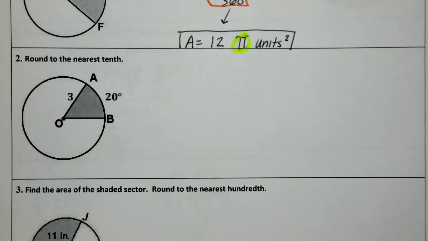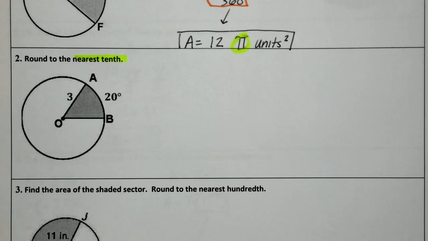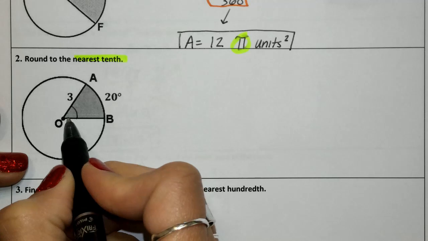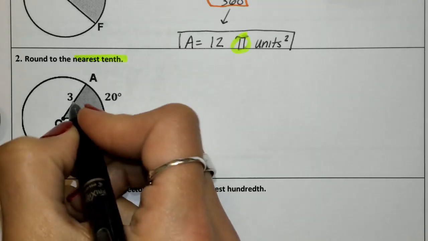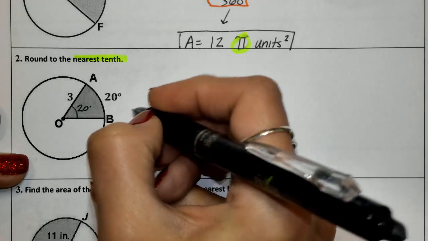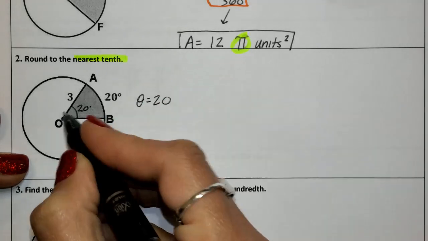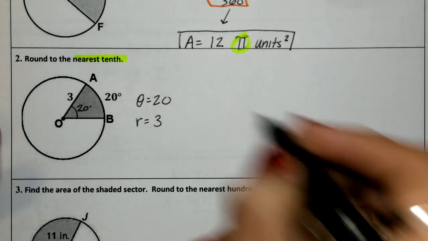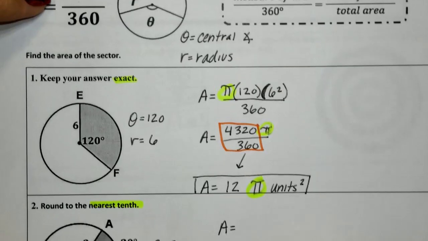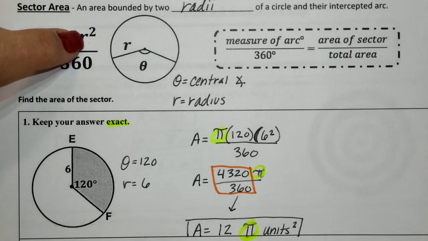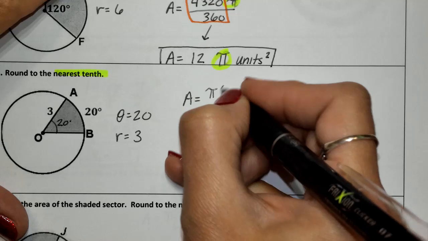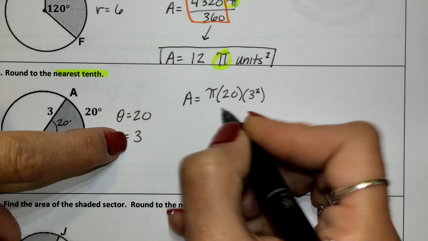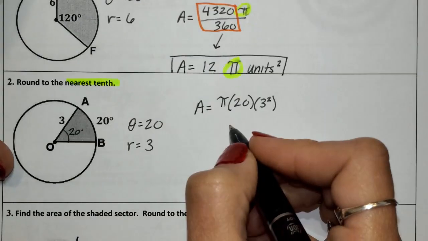Number 2, we're going to round to the nearest tenth. So we will be plugging pi into the calculator. We need to look here at theta, our central angle. We don't have it, but we've learned the central angle is the exact same measurement as its arc. So theta will be 20. We're given our radius of 3. So all we have to do is plug into that formula. Area equals pi times theta times radius squared. So pi, theta of 20, radius squared, all over 360.